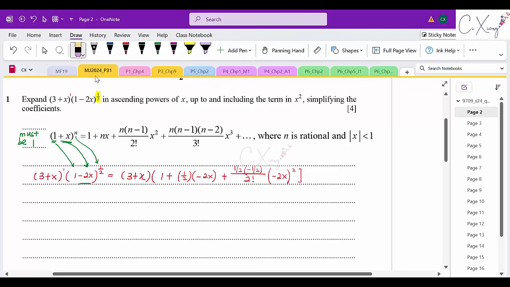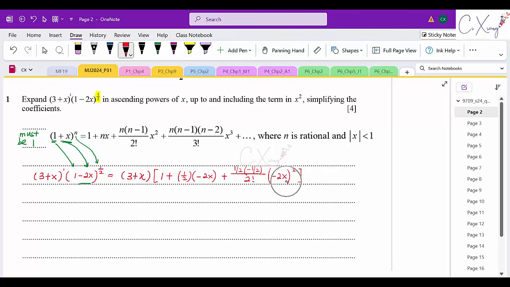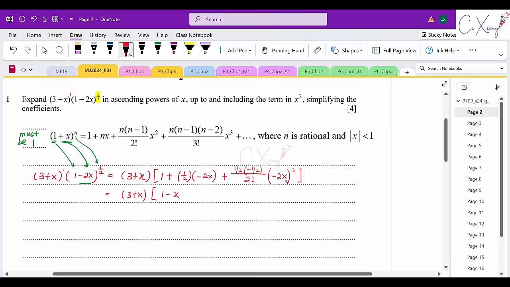I will stop at the term that involves x power 2, because in the question they mentioned that we just include our answer up to x squared. You can continue if you want, but basically it is not needed. So we will just stop at the x squared here. Next, use the calculator and simplify all the terms in the second bracket. So I have 1, minus x, then minus half x squared.